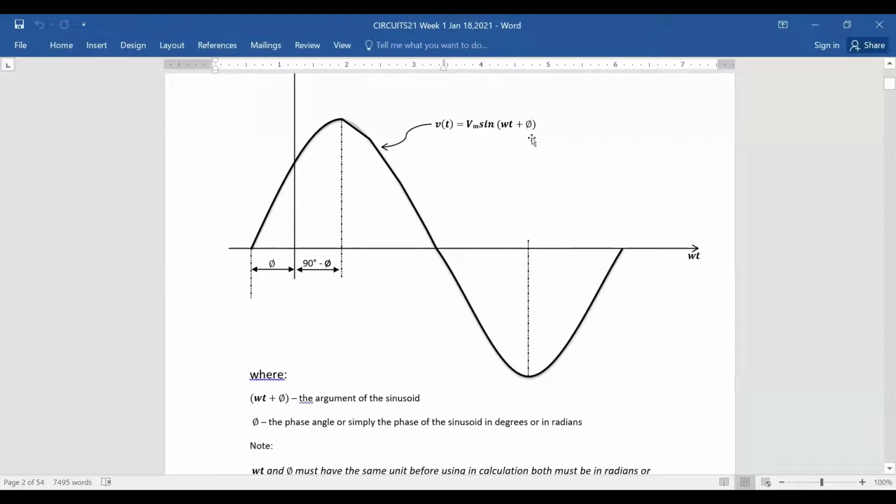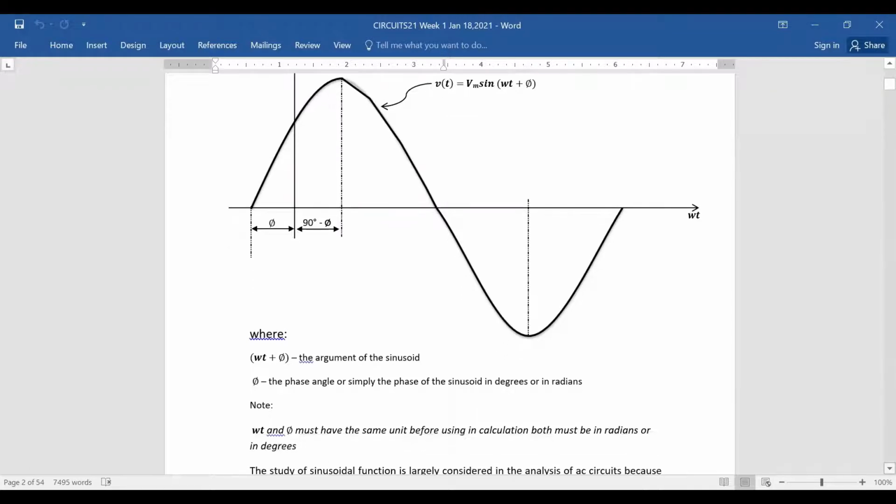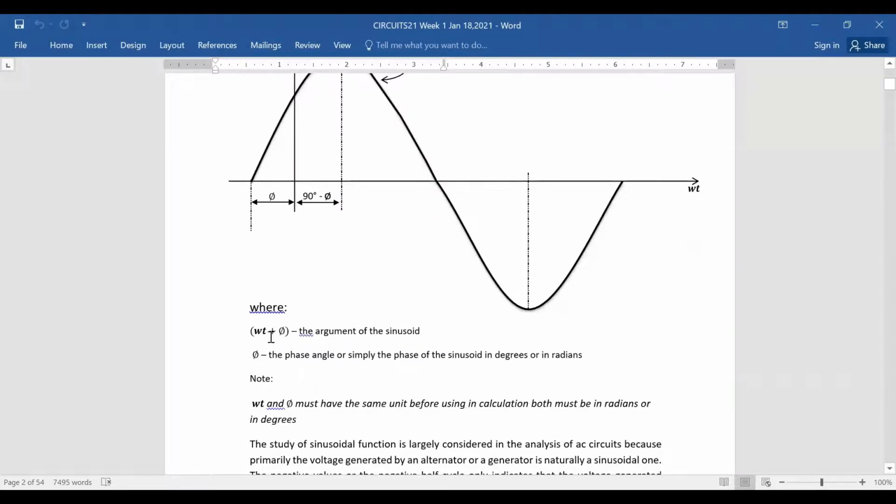Okay, and the phi here corresponds to the phase angle, or simply the phase of the sinusoid, in degrees or in radians. Of course, if we use radians for the product omega t here, we must use radians also for the unit of our phi here.